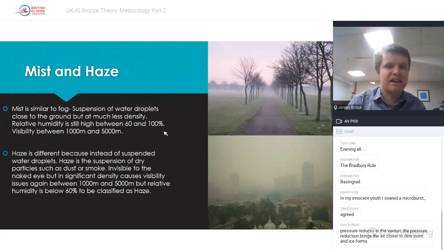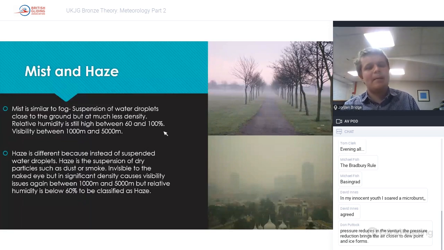Compare that to mist and haze. People will think it's fairly similar. And to some extent it is, because with mist, at least, the water droplets are still condensed. It's still suspended in the air, but it's at much less density, so we can see through it. It's not so opaque. Relative humidity is still high, between 60 and 100%. And the key thing here is that visibility is between about 1,000 and 5,000 meters.